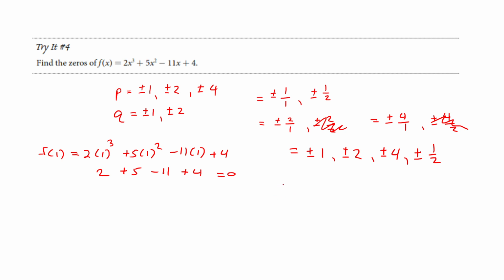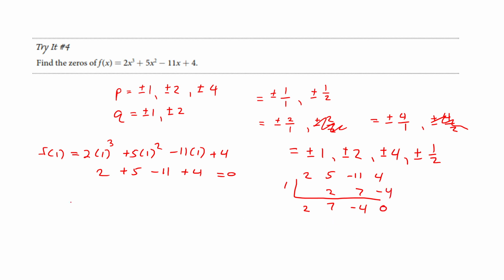So let's now divide it down. I'm going to use synthetic division. I had to think that through. So when you do synthetic, you use the actual root. So we're going to use 1. I've got 2, 5, negative 11, and 4. Okay, so that was true.